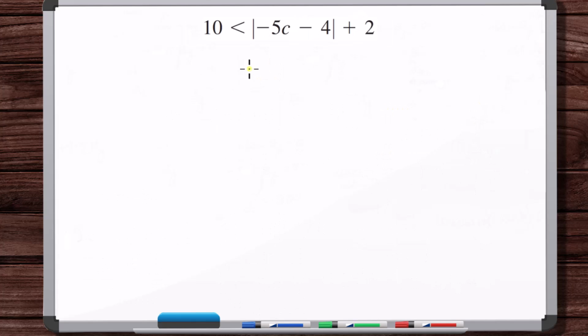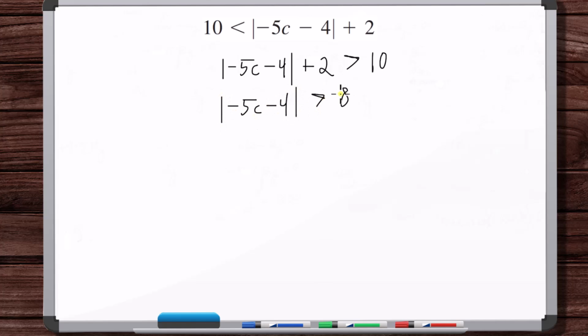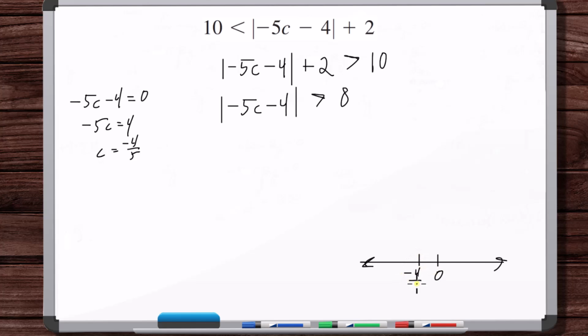Okay, let's go ahead and flip this. Okay, let's subtract 2 from both sides. Okay, so where does minus 5c minus 4 equal 0? When c is minus 4/5. So, okay, minus 4/5.